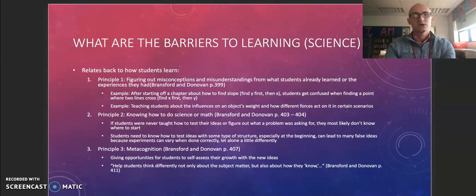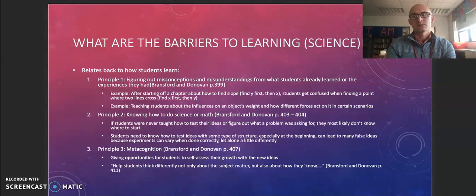What are the barriers to learning? Those 3 principles are the barriers to learning. The preconceptions, like I already talked about, could be wrong, and we have to spend some time seeing where our students are at, like they did in our readings, and trying to fix those. I give 2 great examples there, one from the book, and the first one's from my personal classroom.